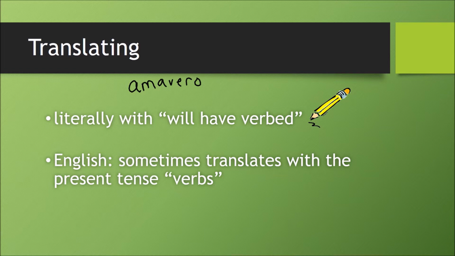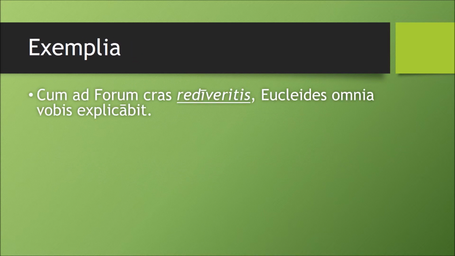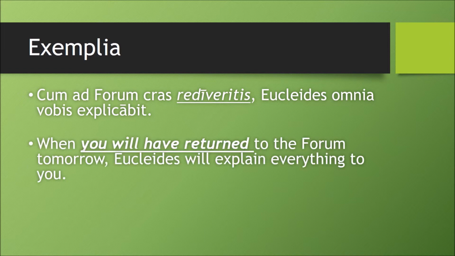In English, however, we don't very frequently use this entire translation to get across the same idea, that of a future action happening before another future action. And instead, we'll typically just shorten it and use the present tense verbs. Here's an example of what I'm talking about, discipuli. Cum ad forum cras redieritis, Euclides omnia vobis explicabit. When you will have returned to the forum tomorrow, Euclides will explain everything to you.